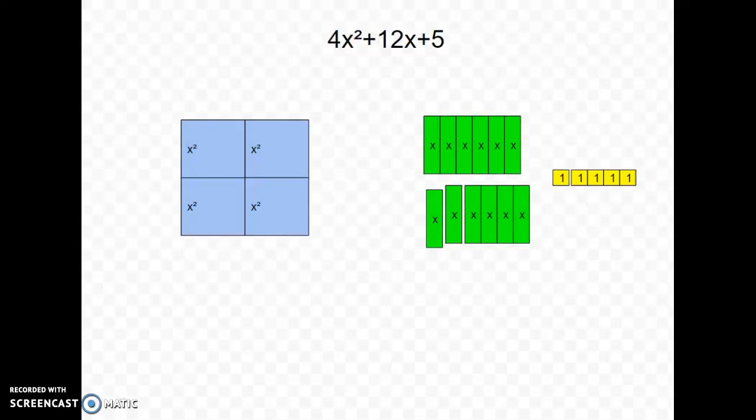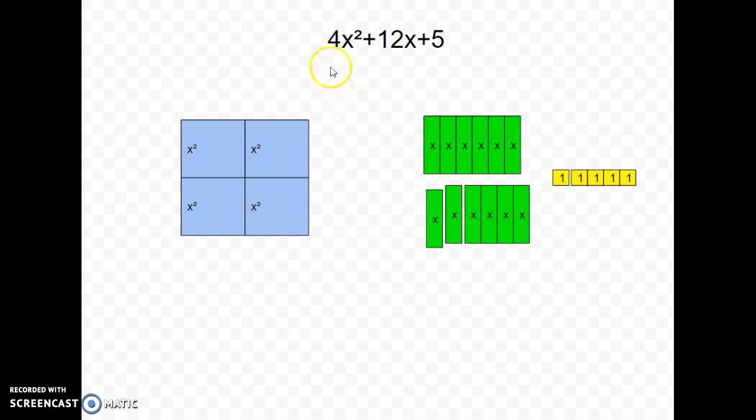Okay, so today we're going to be working through an example of factoring a quadratic trinomial where a, which is 4, is not equal to 1, and I'm going to be demonstrating this using the block method, which is a really good way to see visually what is happening when you're factoring trinomials.